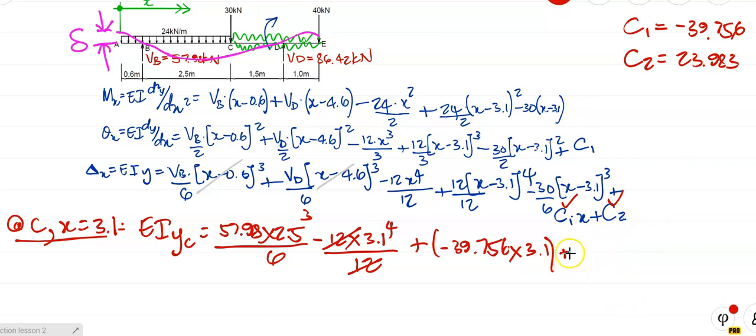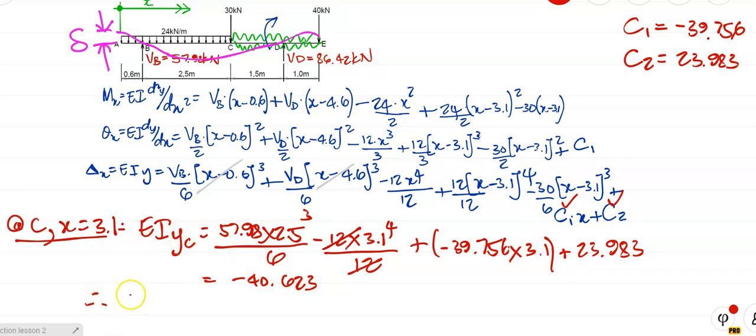Time to write smaller, need 23.983. Okay, there we go. Right. And you work all that out, and you should get an answer of minus 40.623. Okay. Now I'm going to make that the subject of the formula.